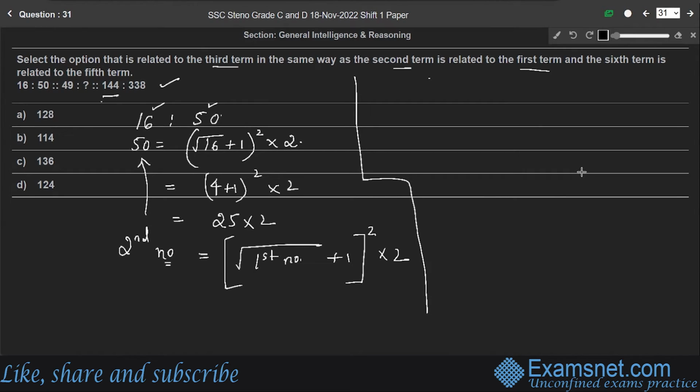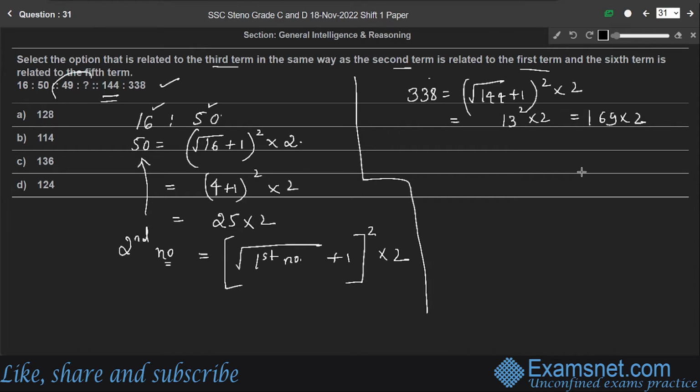Since 144 is a square number, 338 can be written as square root of 144 plus 1 the whole square into 2. Square root of 144 is 12 plus 1 is 13, square into 2. So which is 169 into 2 is 338.